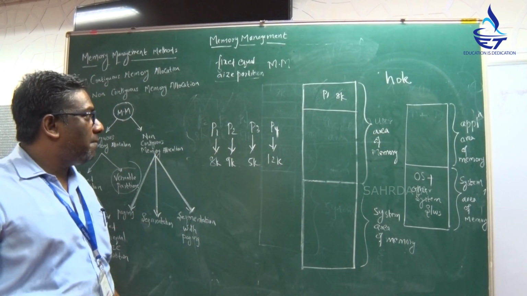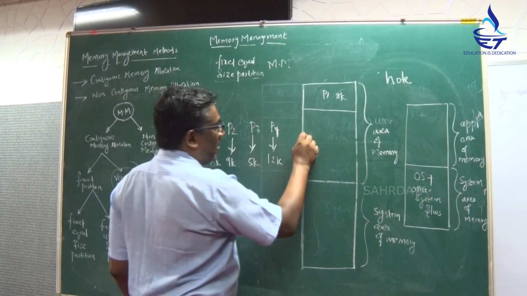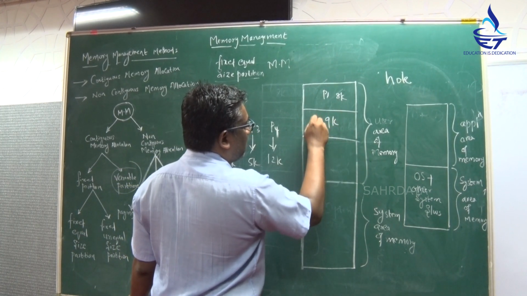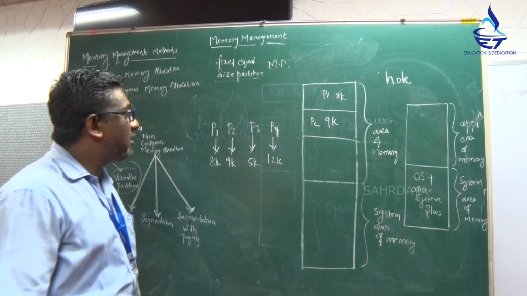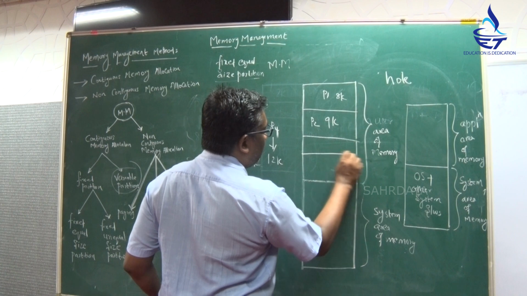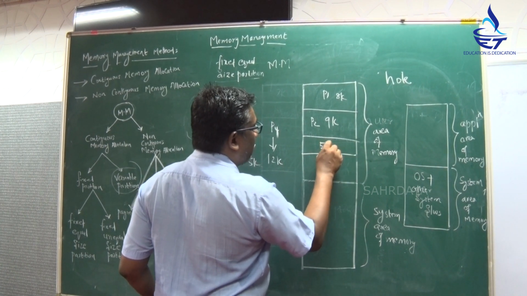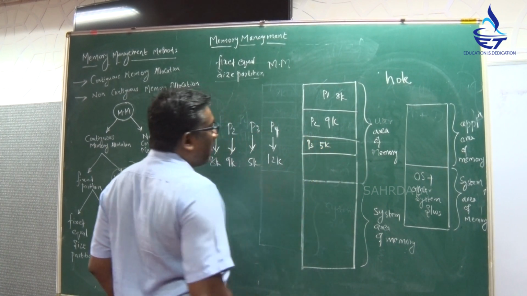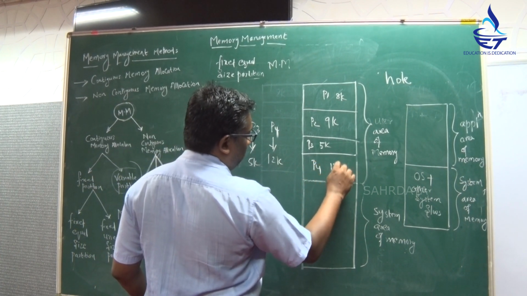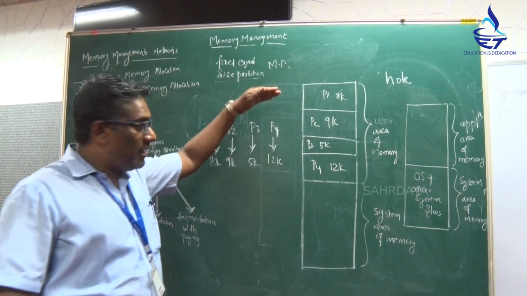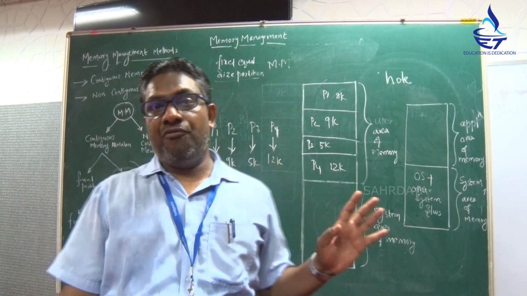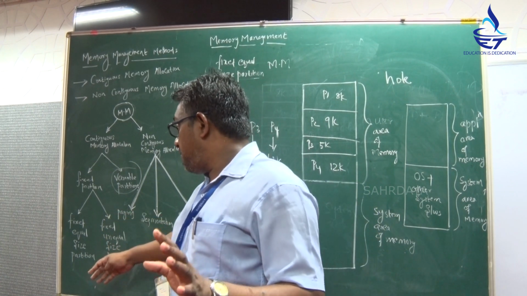And what is the next one? P2 comes, next 9K of memory will be allocated for P2. Then P3, 5K of memory next will be allocated for P3. Then P4 will be getting 12K. So when we allocate in this way, we can avoid one of the disadvantages of fixed partition.